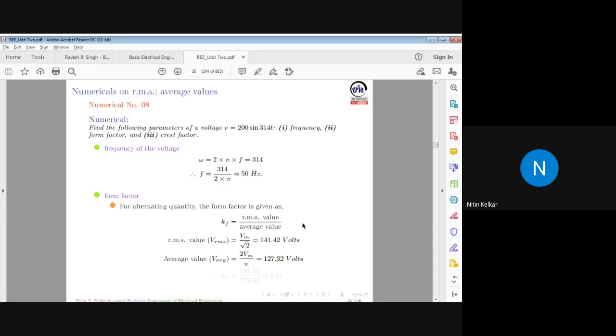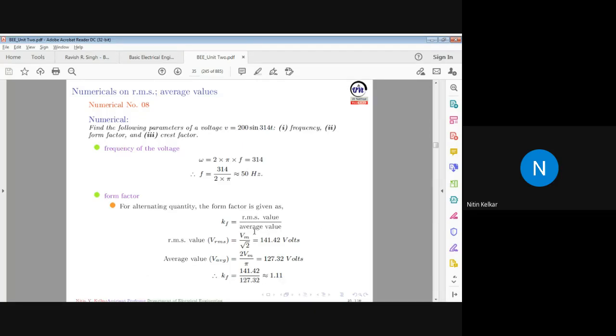Now we can take the ratio of both these values, that is RMS to average. The answer will be approximately equal to 1.11. We already know the value of form factor for a sinusoidal wave is 1.11. That is the standard value. Still, it is required for us to solve it by using the formula. If you write down directly that the value of form factor is 1.11, you may lose some marks because you might not have followed the proper approach.